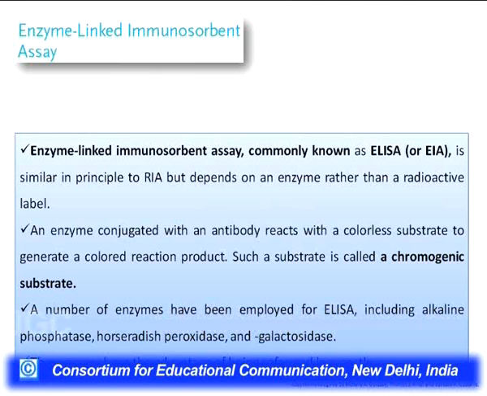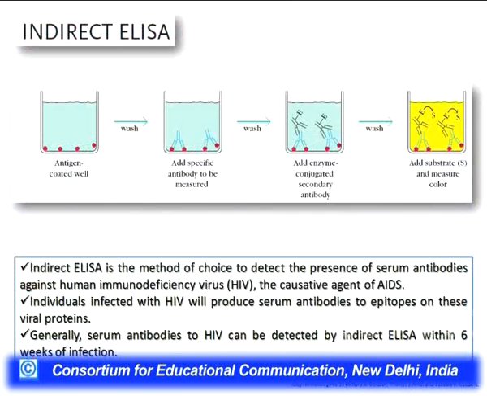So whenever we add this antibody and we add the substrate, based on the antibody binding to the particular antigens, there will be a colored reaction which will be found. The first major type of this ELISA assay was the indirect ELISA.